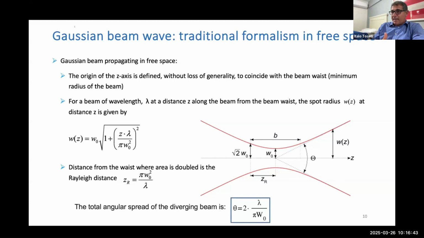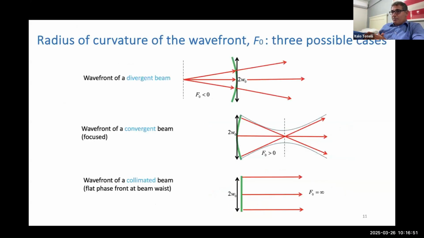But what is the point here? This is a specific case when your beam is collimated at the transmitter. But we want to be more general. We want to end up in a case where I can also have a divergent beam, a focused beam, and also a collimated beam like this one. So we can introduce the wavefront radius of curvature, F0.